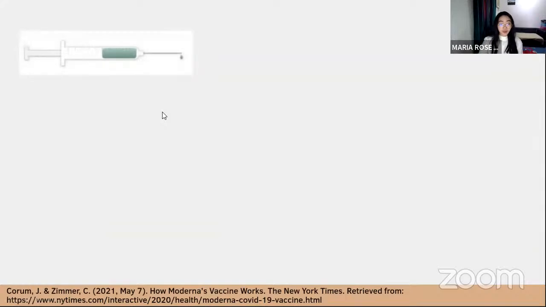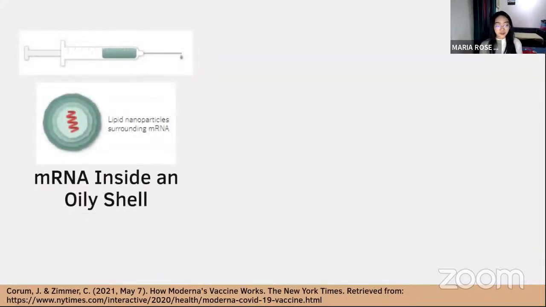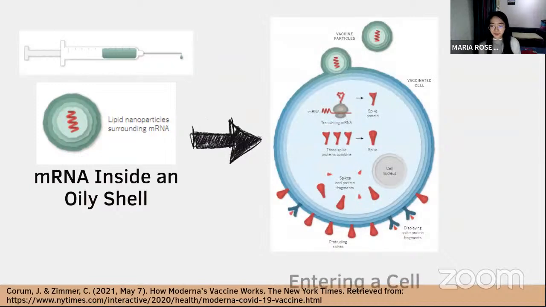So first of all, the mRNA inside is covered with an oily shell. The mRNA molecules are very fragile. So to protect the vaccine, Moderna wraps the mRNA in oily bubbles made of lipid nanoparticles, which were mentioned by Sebastian a while ago.